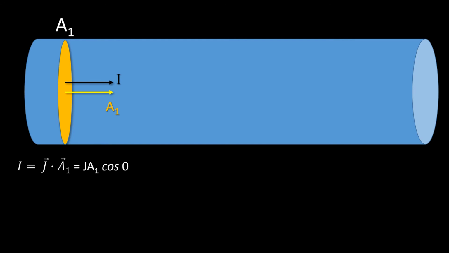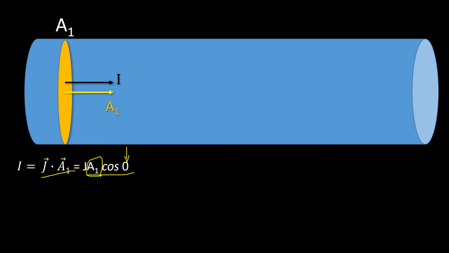Consider a conductor with uniform cross section, but now we choose different cross sections. Consider the first cross section A1 and I want to find out current for this cross section. So I'll look at the area vector. This is the area vector for the given cross section, and if this is the current direction, what is the angle between the two? 0. Both are parallel. So in this case I can give I as J dot A1, or else J A cos theta. So here it is J into A1 into cos 0.